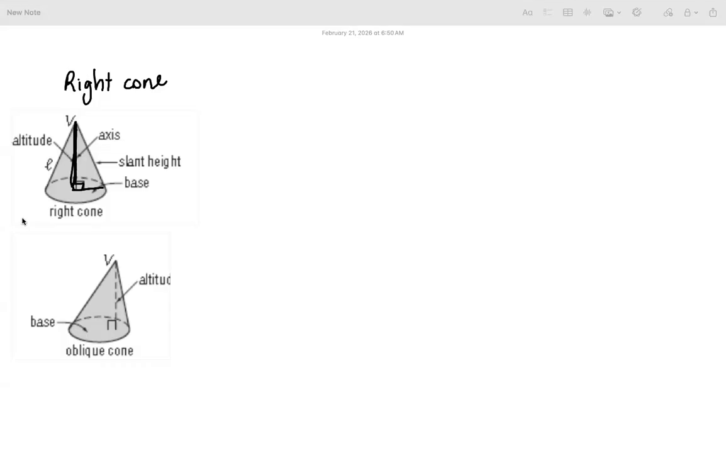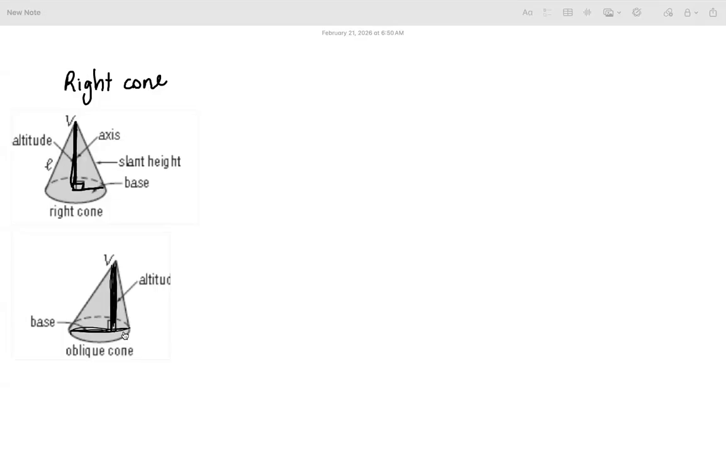When you look at the oblique cone, here you see this is the height or the altitude. Here is the base. The oblique cone is a teeny tiny bit tricky. You see, it's not symmetric. But you need to understand the difference between the oblique cone and the right cone. Okay, now let's start solving a question, then we'll know.